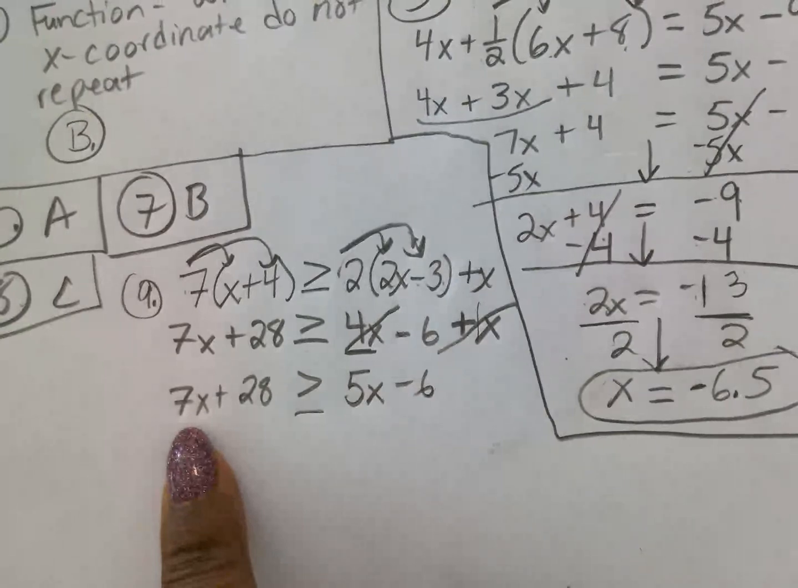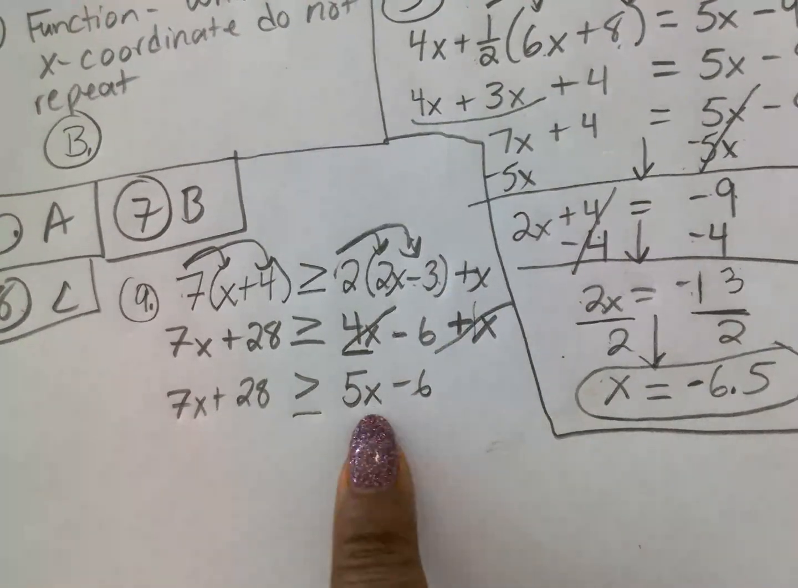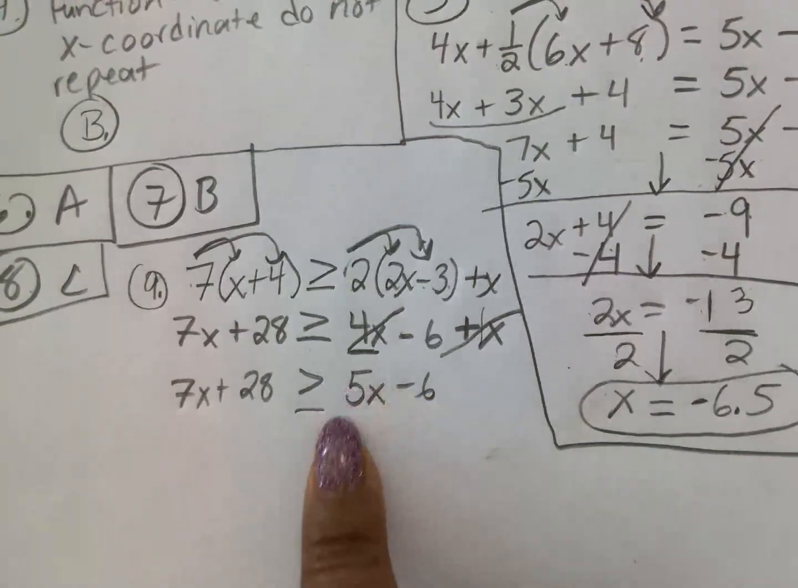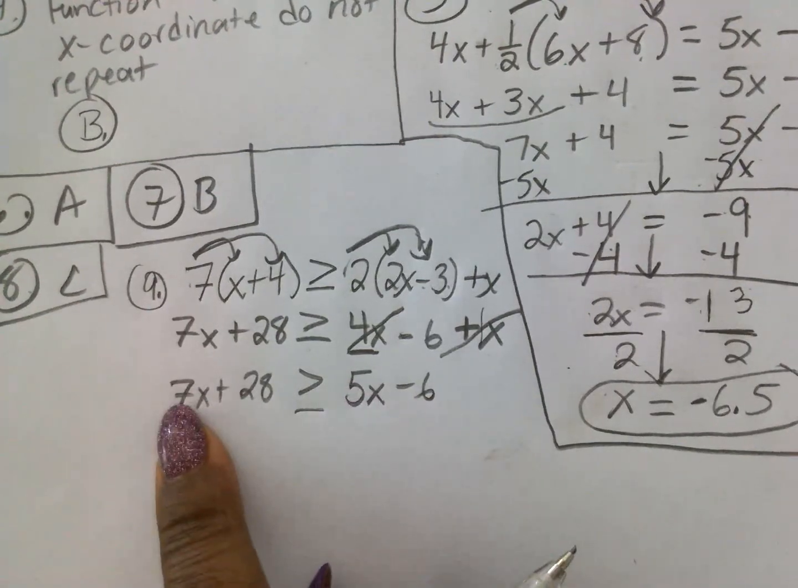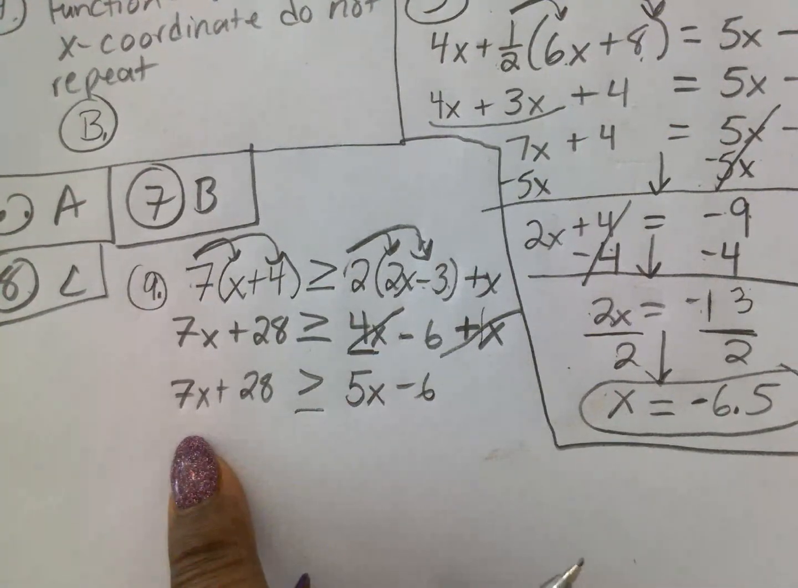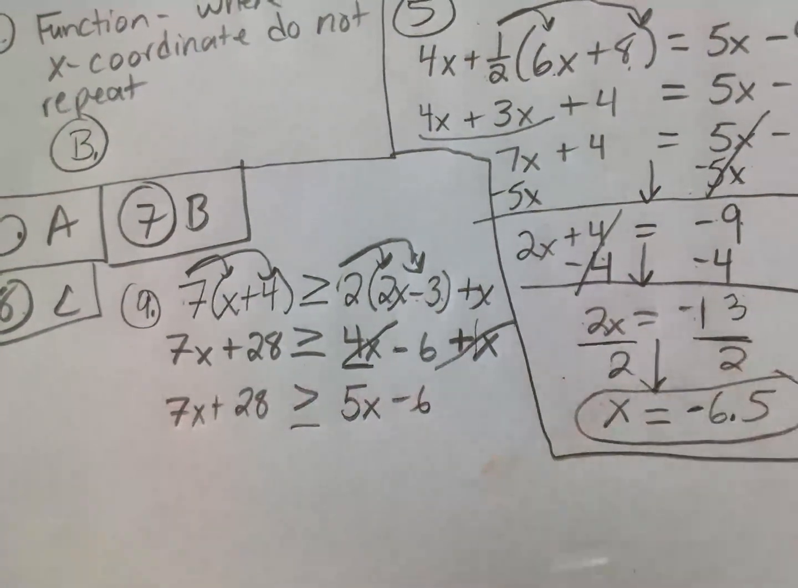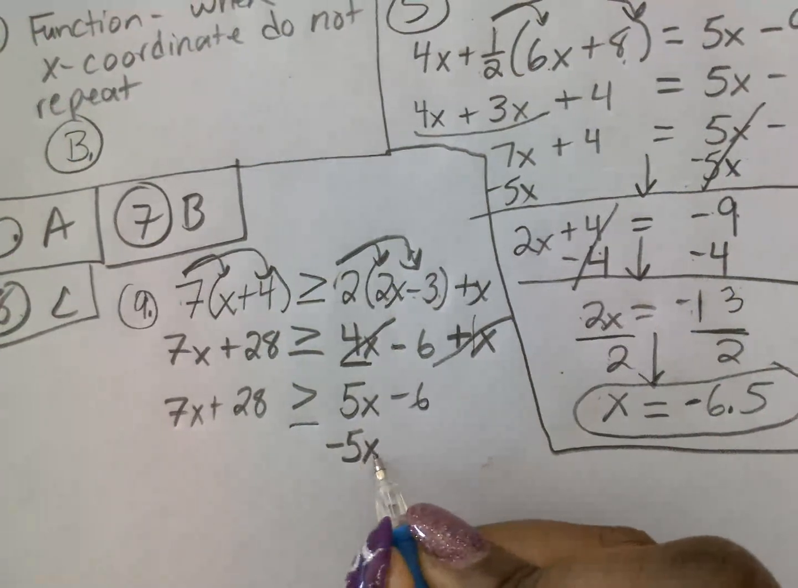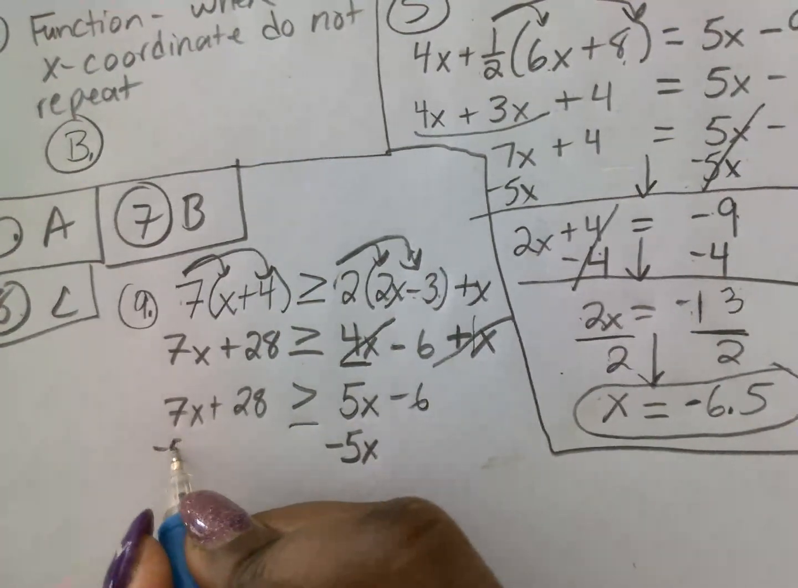Now we need to move the variables to the same side. I'm going to move this one because it's smaller. This is a positive 5x, so I'm going to subtract it to move it over here. You can't solve for x if you have x's on both sides, so you need to move the x's to the same side. So I'm going to subtract 5x to move it from here and put it over here.